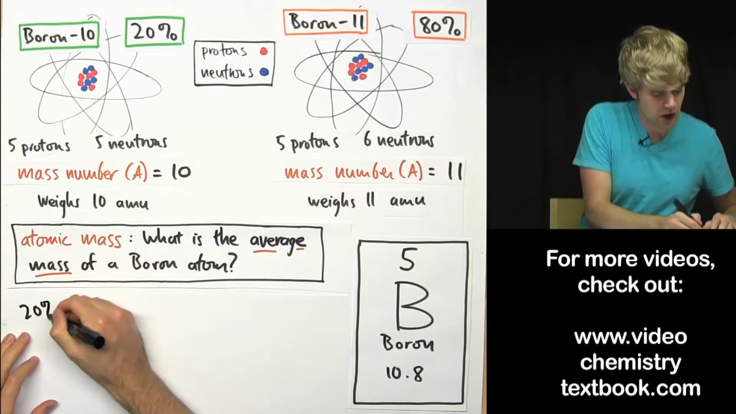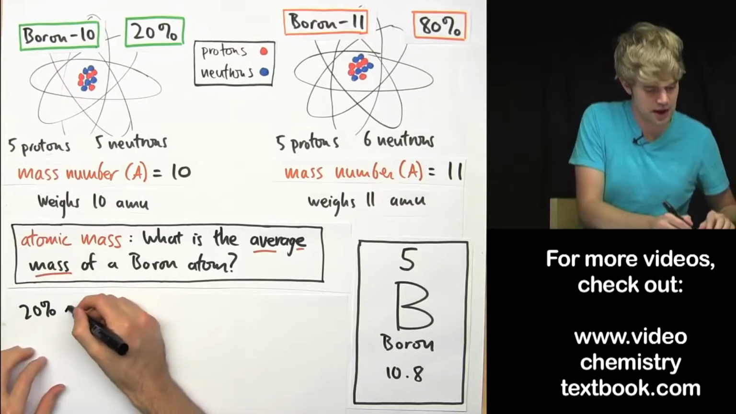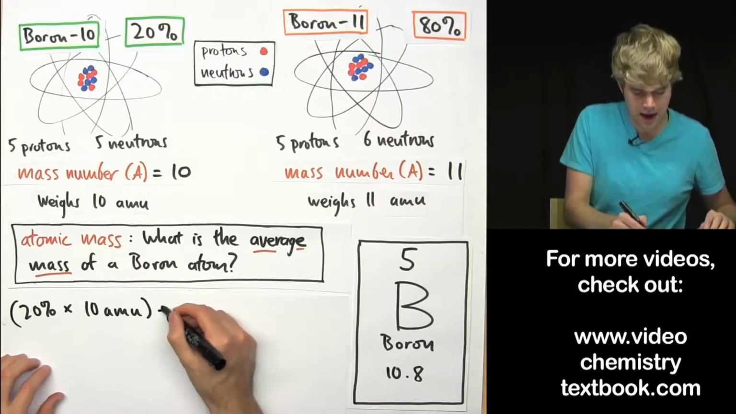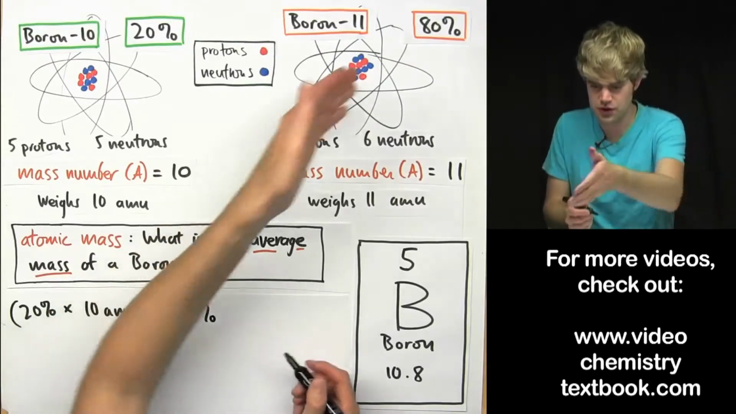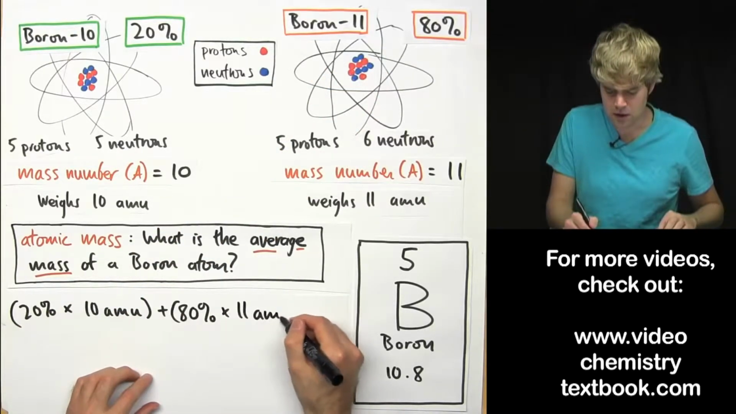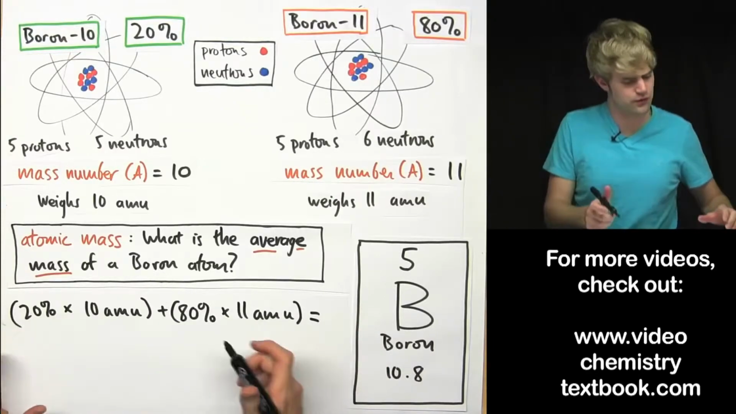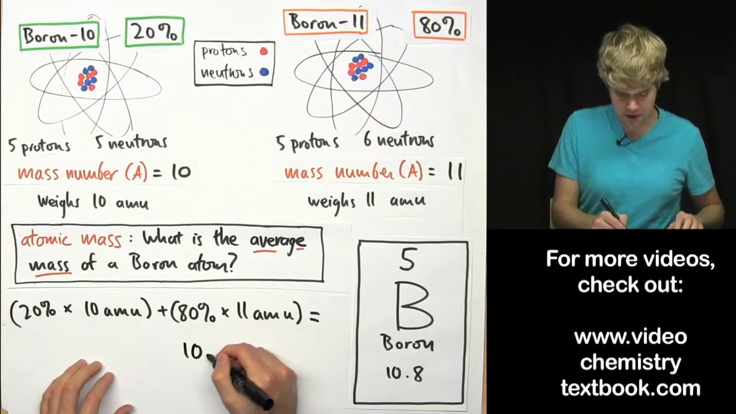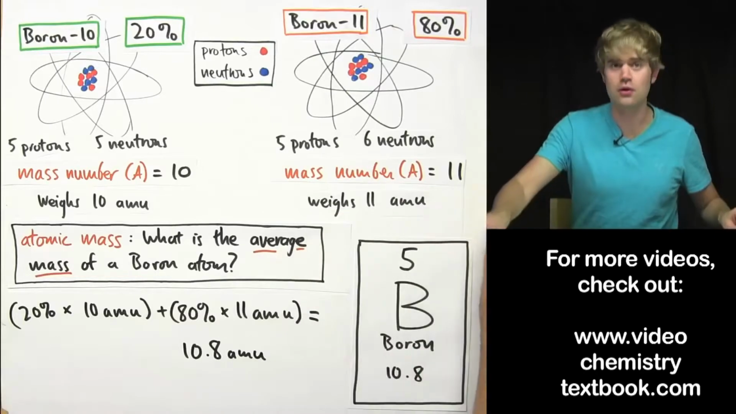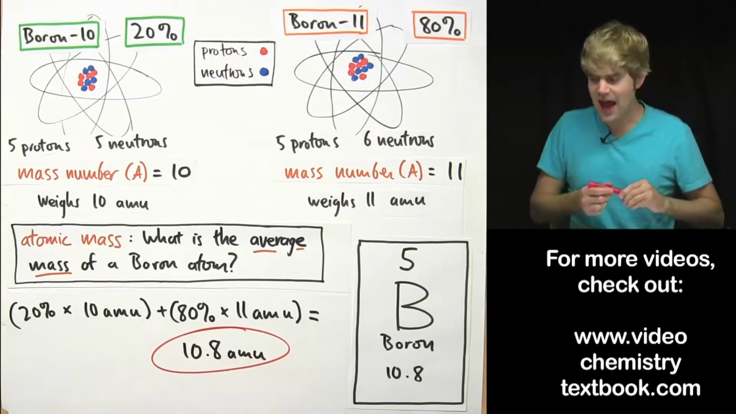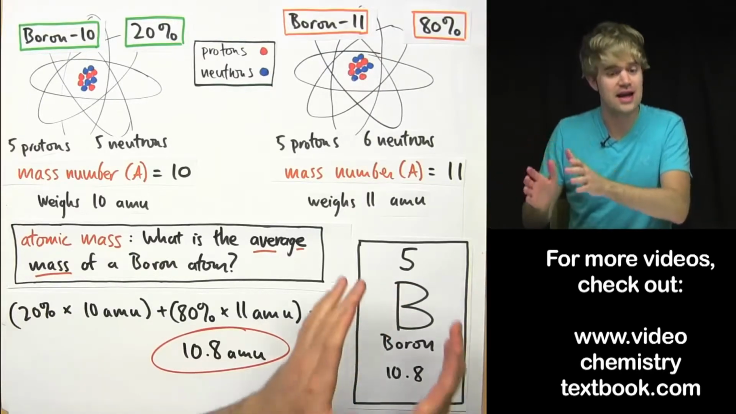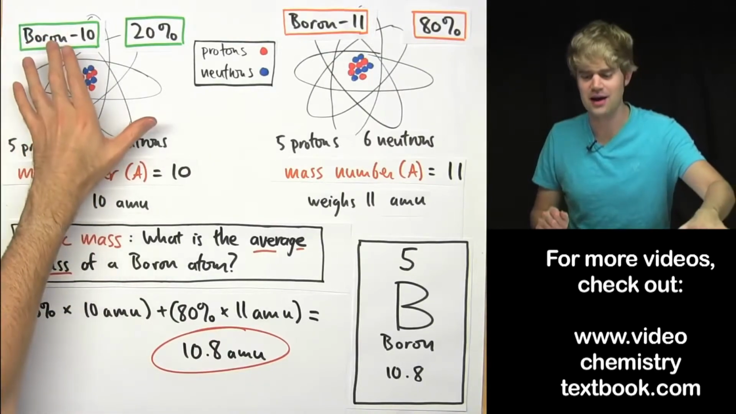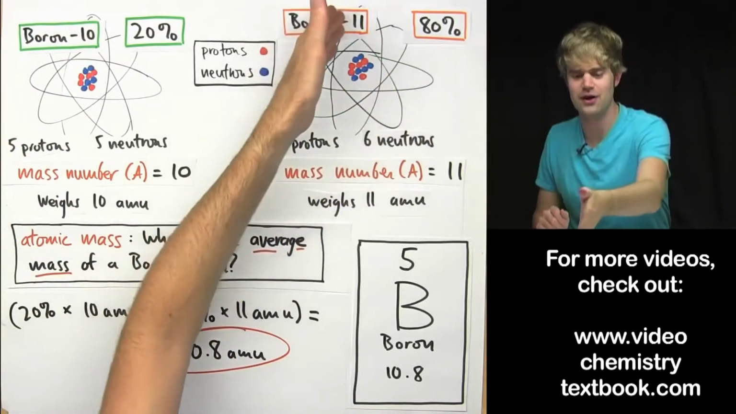Here's how we do it. We take the fact that there are 20% boron 10 atoms and that they weigh 10 AMU each, so 20% times 10 AMU. And then we add that to 80%, which is over here, times 11 AMU. And we do that math, we have to convert the percentages into decimals, but when we crank through this, we end up with 10.8 AMU. And this tells us what the average weight of a boron atom is, taking into mind that only 20% of the boron atoms out there are boron 10, and 80% of the boron atoms out there are boron 11.